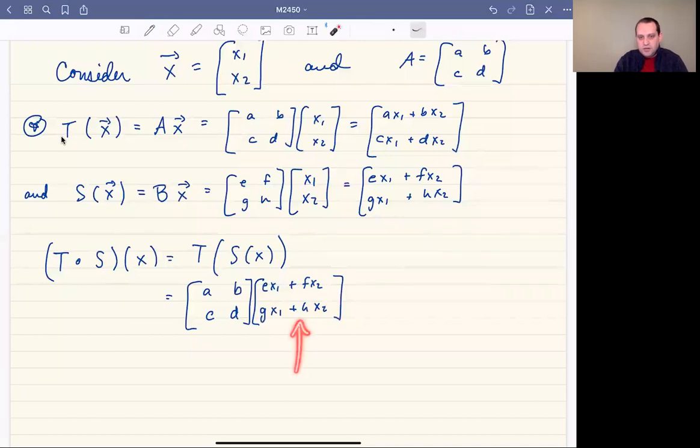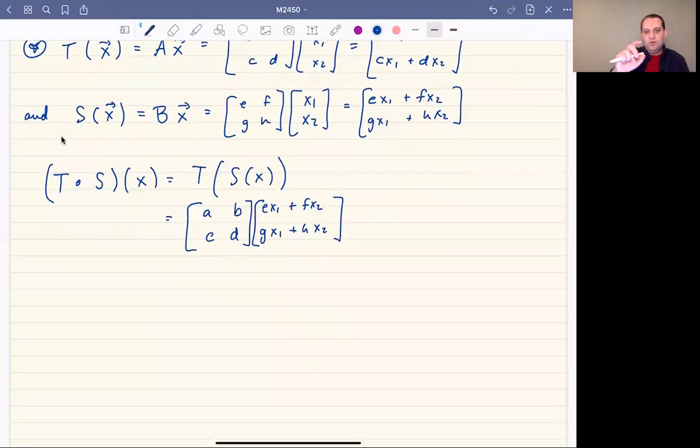EX1 plus FX2 and GX1 plus HX2 is a 2 by 1 matrix. It's got two rows and one column. Even though it's wider, it's because the terms in the matrix are just longer, so I need more space. So they're not the same size even if they look it. I just want to point that out. And the product is going to work the same way.